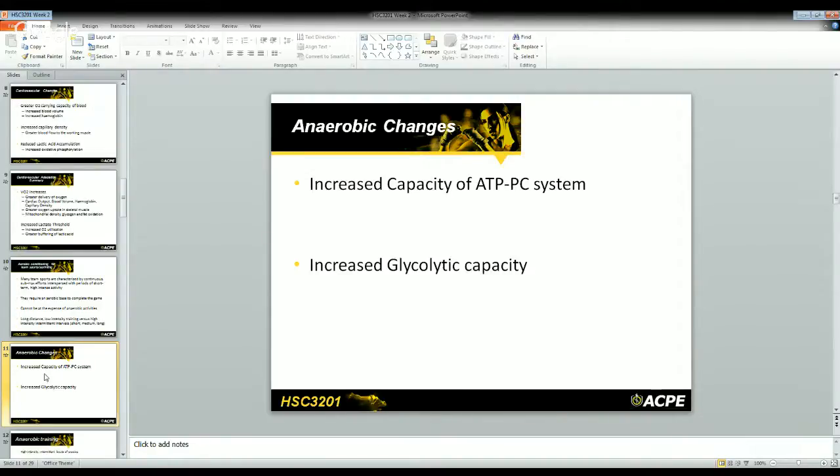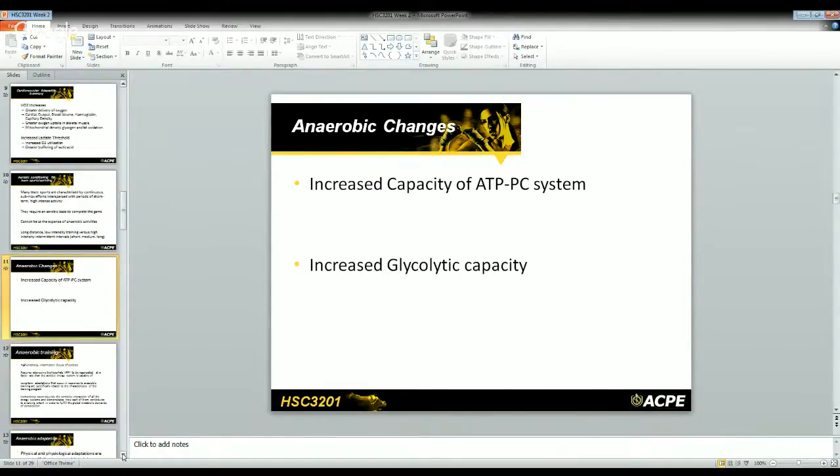Because anaerobic is those first two fuel systems. The ATP-PC comes out at around, within the first 10 seconds, we're usually exhausted. Our lactate or alactic or glycolytic capacity, it'll take us out anywhere from 40 to 60 seconds. And that's what we're looking for in our anaerobic changes. They're the primary. Now, they do have benefits with increasing VO2 max and aerobic capacity to some extent, but when we do anaerobic training, it is to bring about benefits in this.